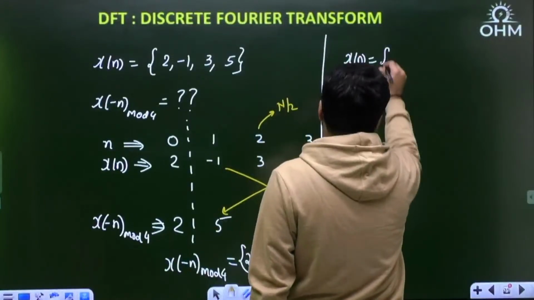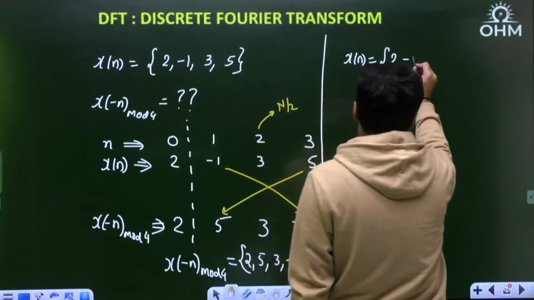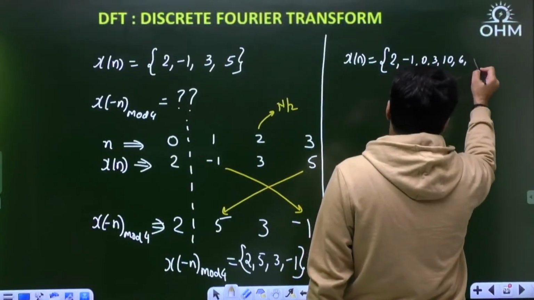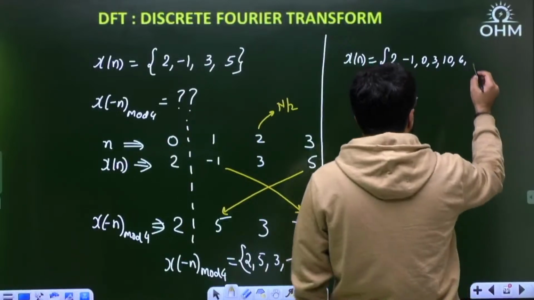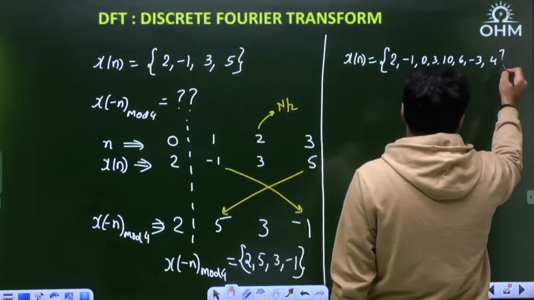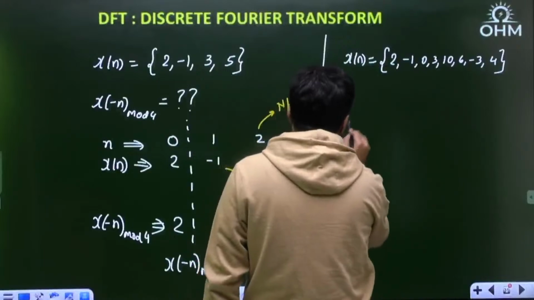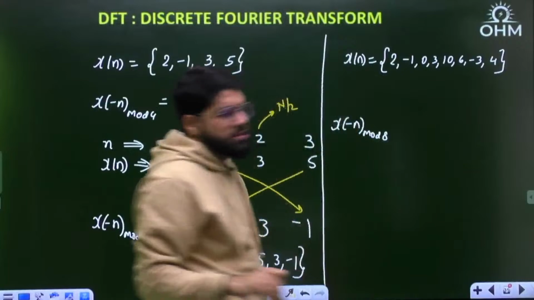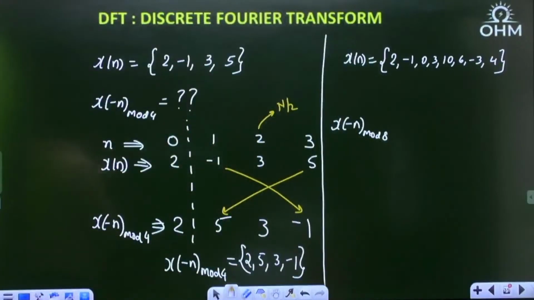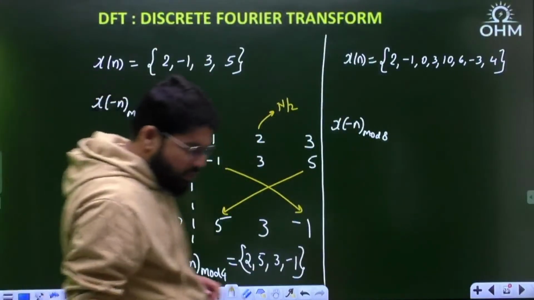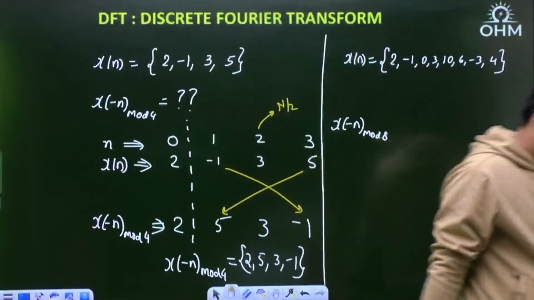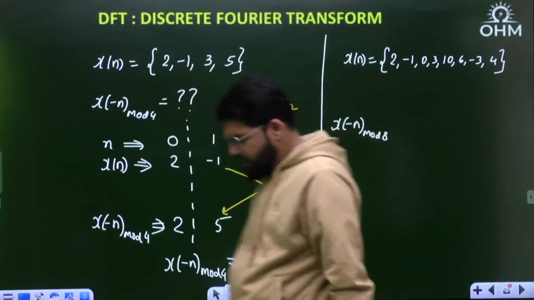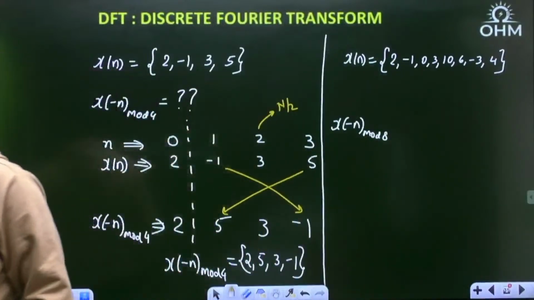So suppose I write down a signal xn, which is equal to something like this. What should be the value of x minus n mod 8? X minus n mod 8. Circular folding. I'm just explaining circular folding right now. So what should be the value of x minus n mod 8?